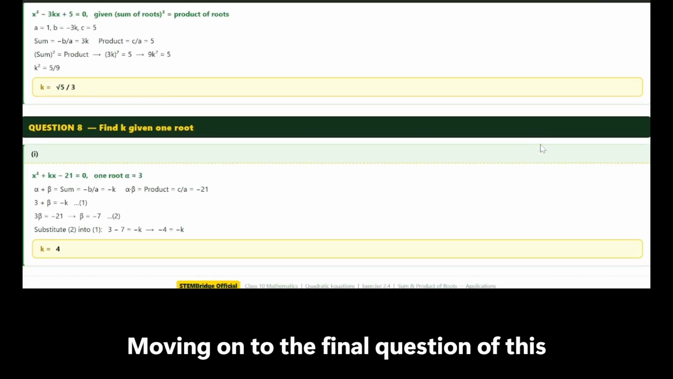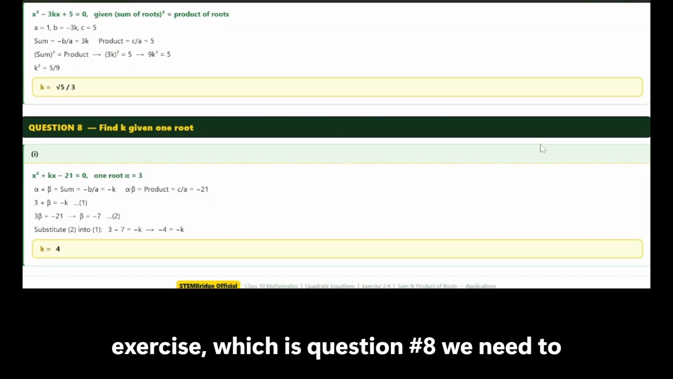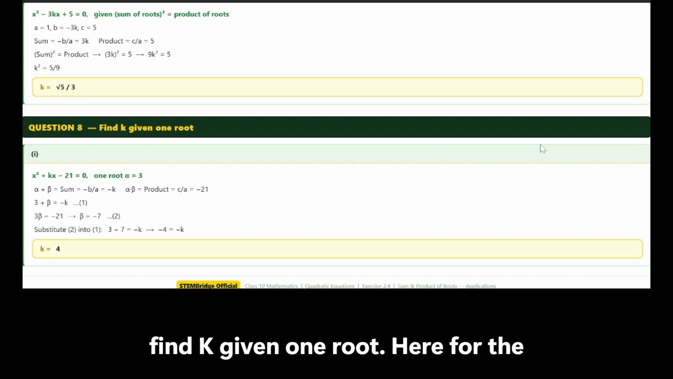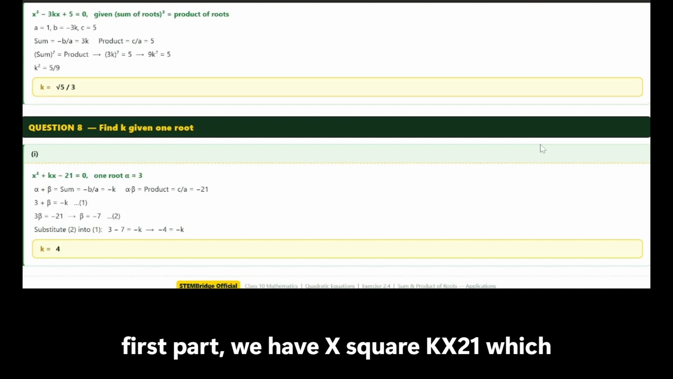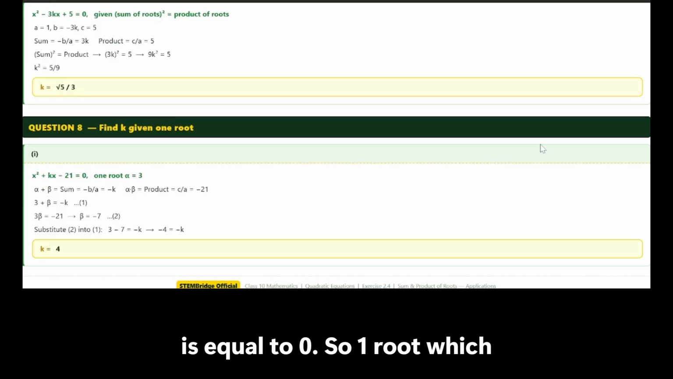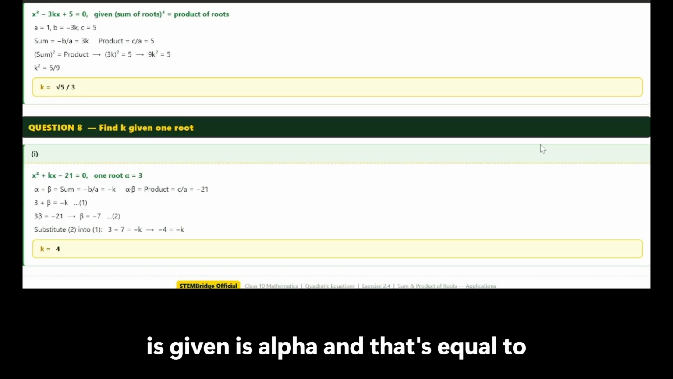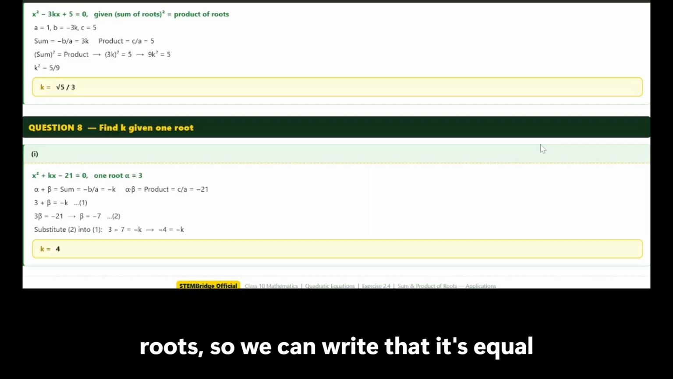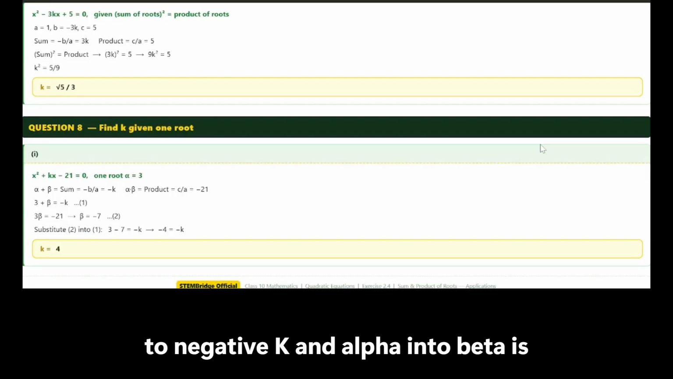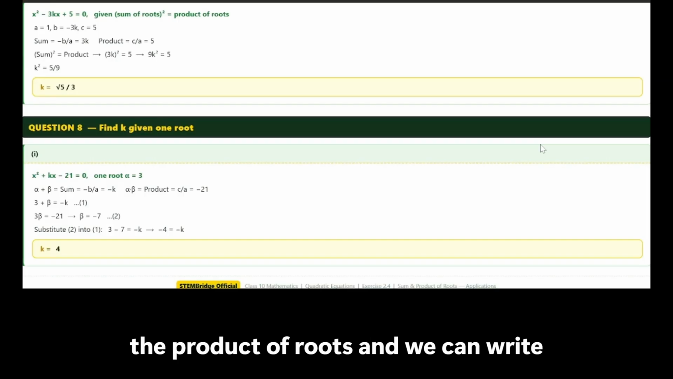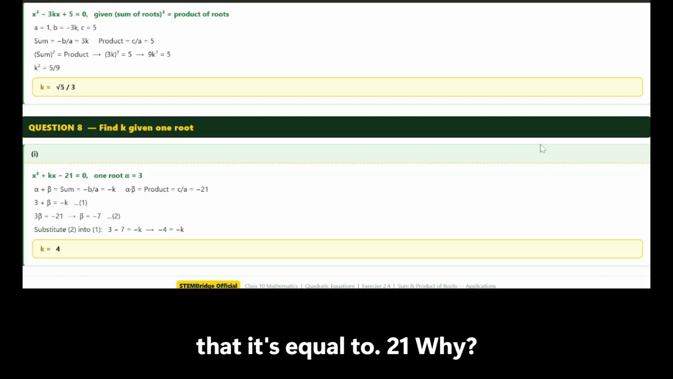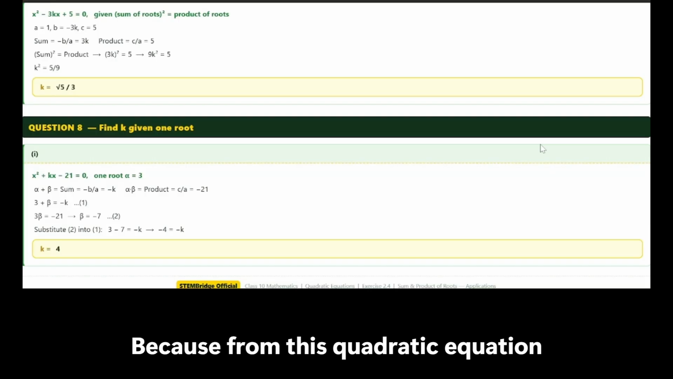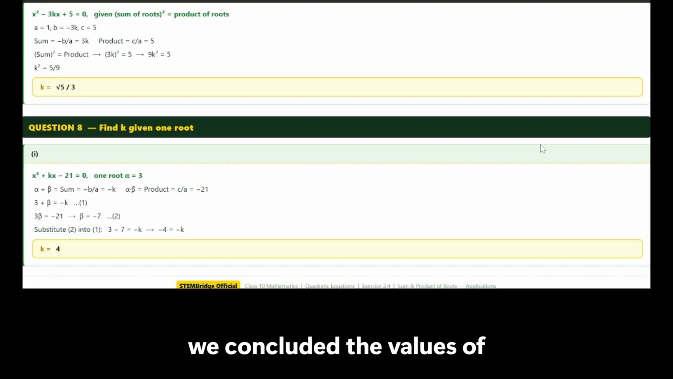Moving on to the final question of this exercise, which is question number 8, we need to find k given one root. Here for the first part, we have x square plus kx minus 21, which is equal to 0. So one root which is given is alpha, and that's equal to 3. Alpha plus beta is equal to the sum of roots. So we can write that it's equal to negative k. And alpha into beta is the product of roots, and we can write that it's equal to negative 21. Why? Because from this quadratic equation, we concluded the values of a, b, and c, which are 1, k, and negative 21.